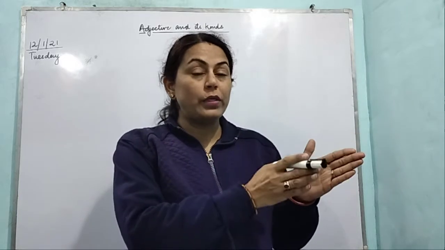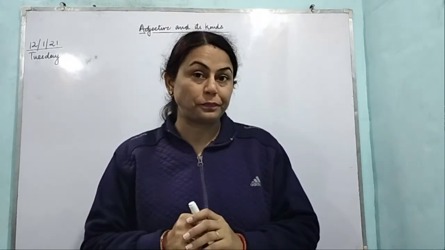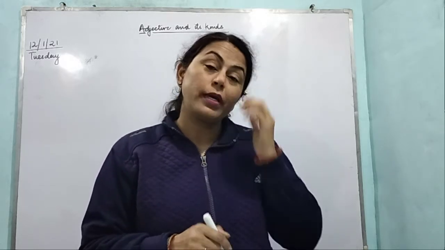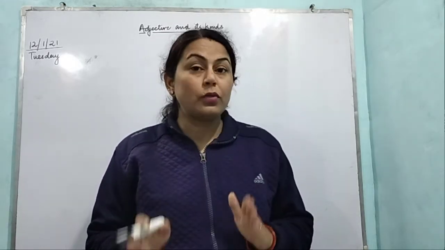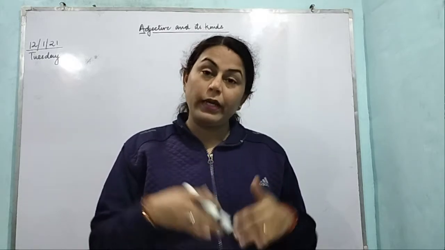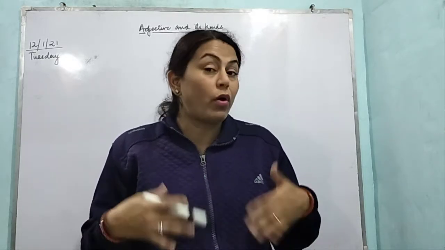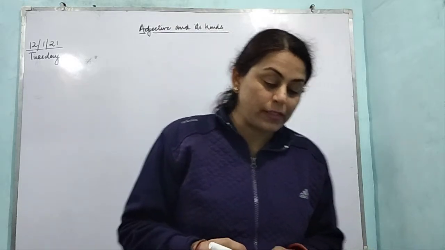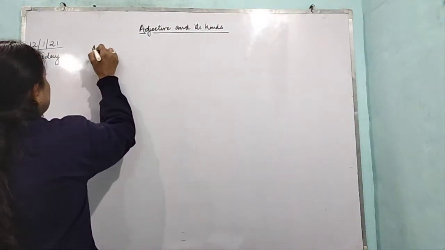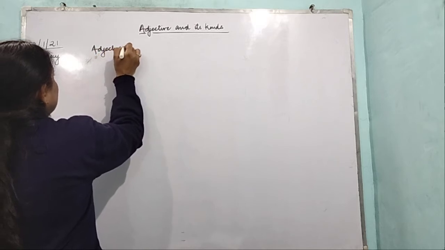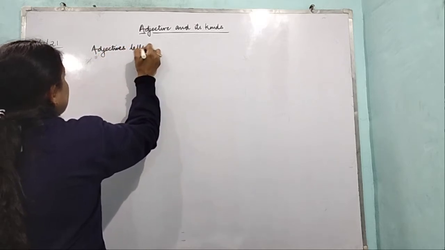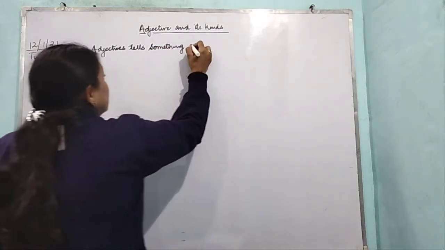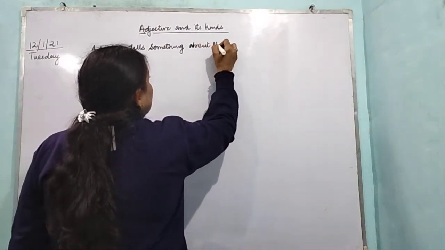Now here the noun is being described by the word tall. तो tall क्या हुआ हमारा? Describing word. तो हमारे adjectives क्या होते हैं? जो noun को describe करते हैं. The words that describe the noun, tell more about the noun or modify the noun, are called adjectives. So adjectives tell us something about the noun.